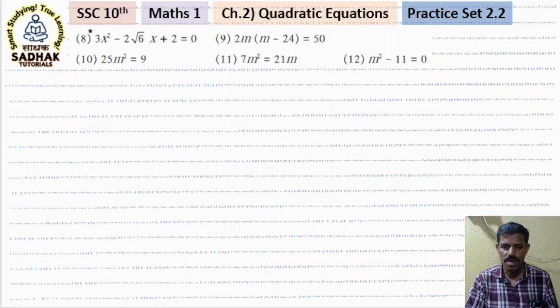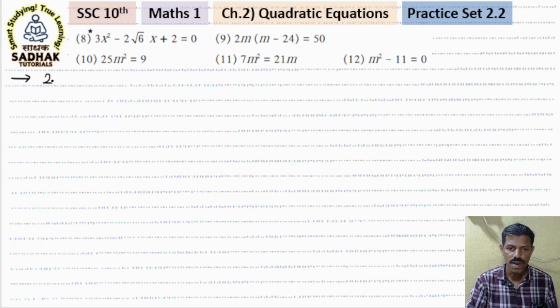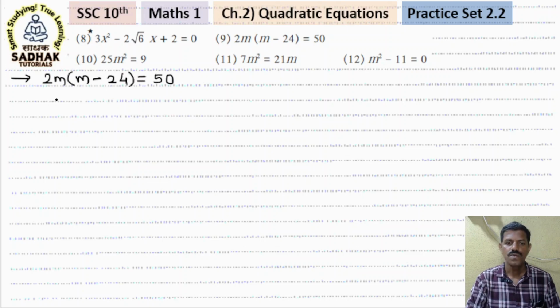Chalo, now we are solving sum number 9 from practice set 2.2. Okay, as you can see, the sum is 2m bracket m minus 24 is equal to 50. Okay, chalo, so let us start with the answer directly. So first let us write the equation that is given. Fine. Now you can see that this equation is not in our standard form, general form. So first let us convert that into general form.